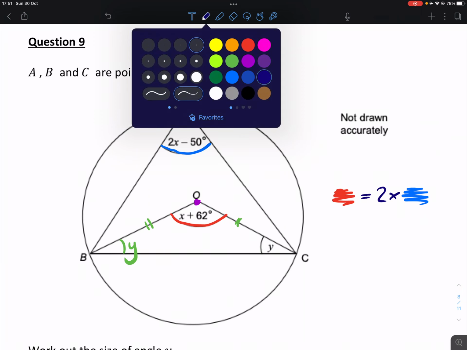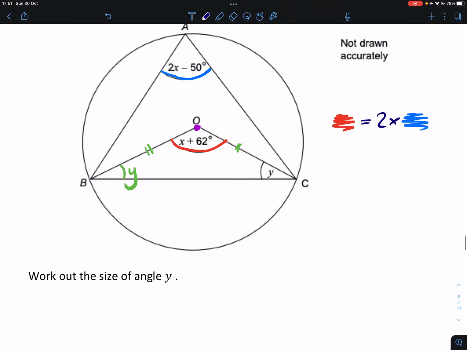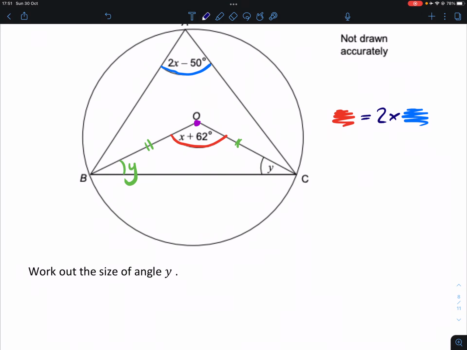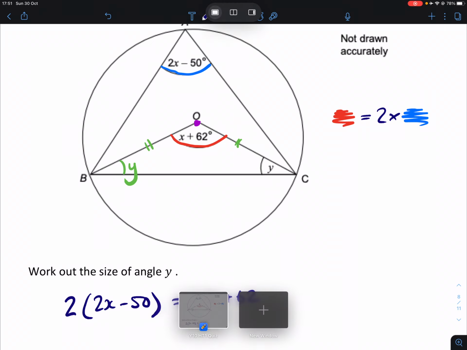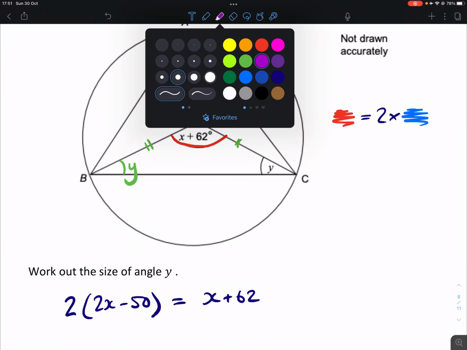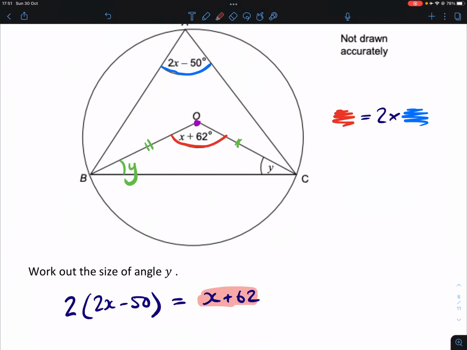So, for the first one, the red angle being twice as big as the blue angle, I can write out 2 times the blue angle, so 2 times 2x minus 50 is going to equal x plus 62. Just to make that super clear, there's a red angle, here's the blue angle, which we need to double. And from this, we now have an equation in x that we can actually solve.